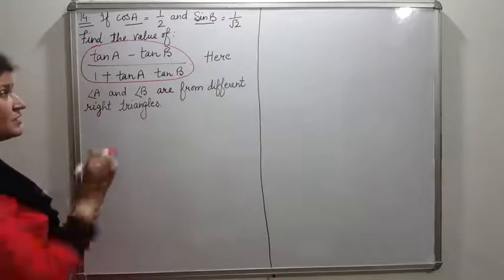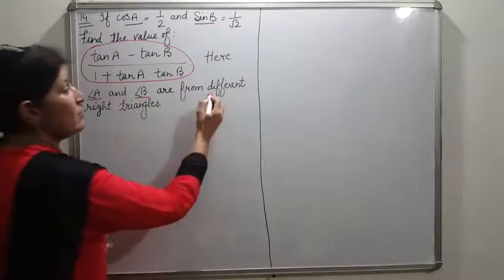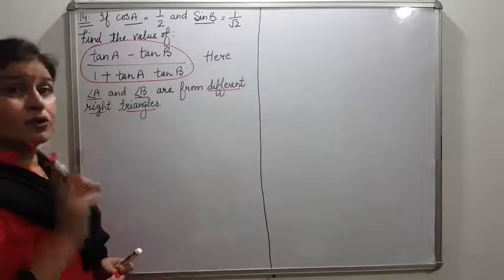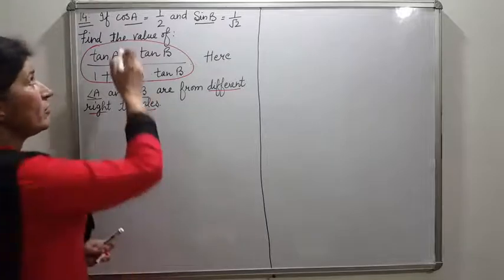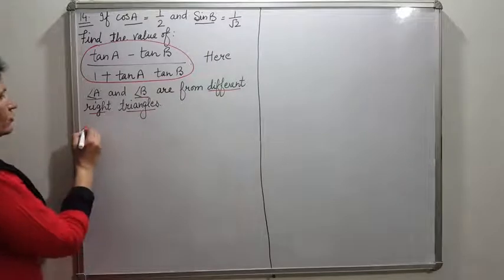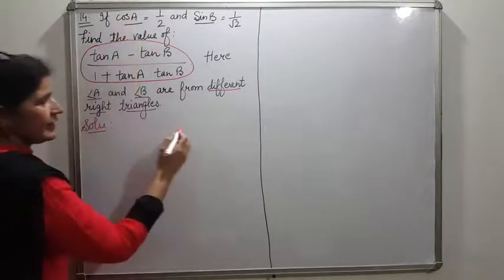But the condition is that angles A and B are not from the same triangle. They are from different right triangles. That means we have to take here two right angle triangles. One for cos A, one for sin B. Now we will do our solution. So first we will take a right angle triangle.